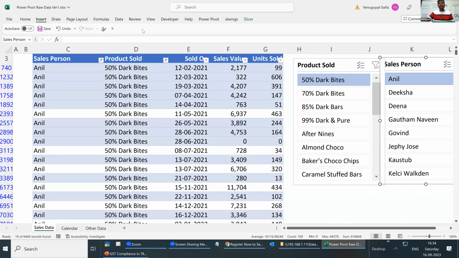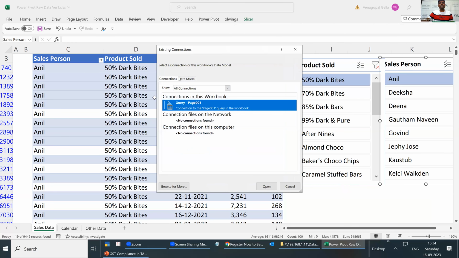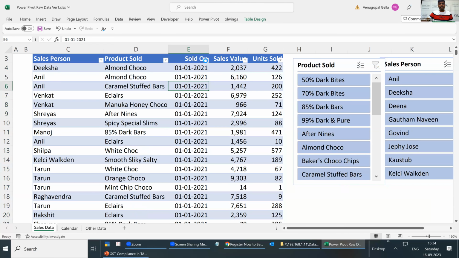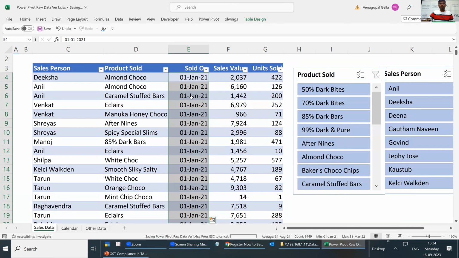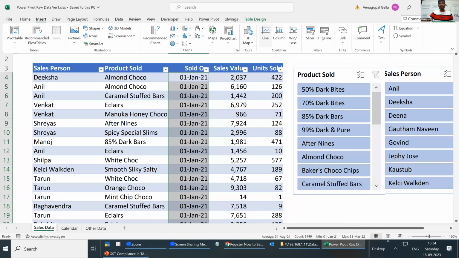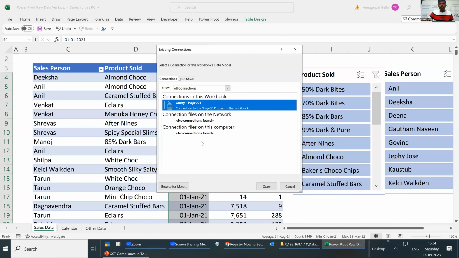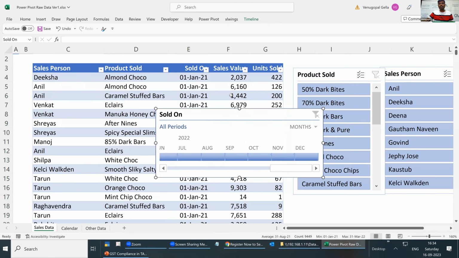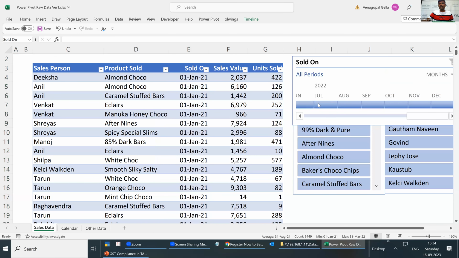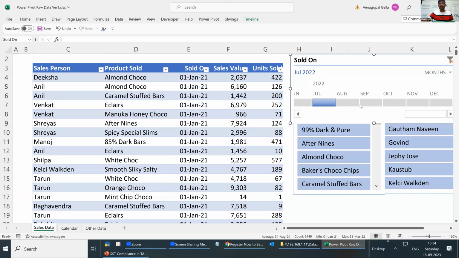And the best part, you can also have a timeline. Let me just see if this is a date. Yeah. So you can set this date, insert. Okay, it's not getting any in the data model. Anyhow, we will be able to see it. Let's see that. On the sold on column, I am putting a timeline. Okay. Now you can see the sales which happened for the month of July. You can set a timeline and you can start filtering the result.